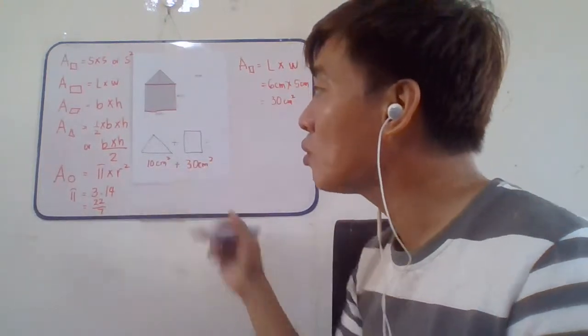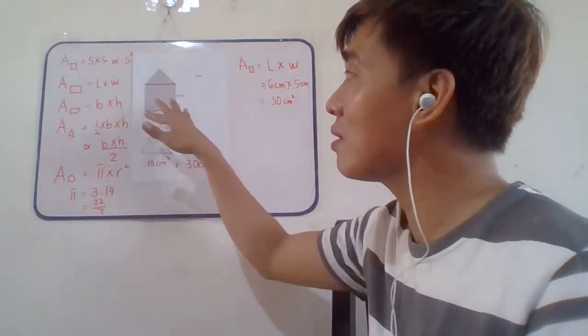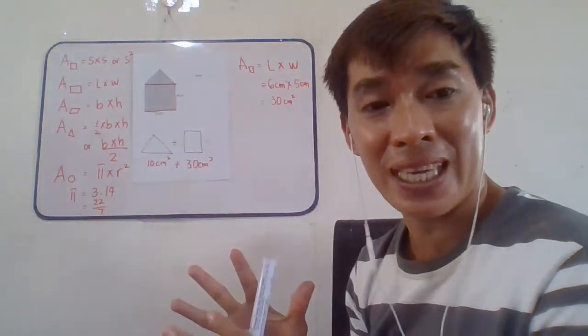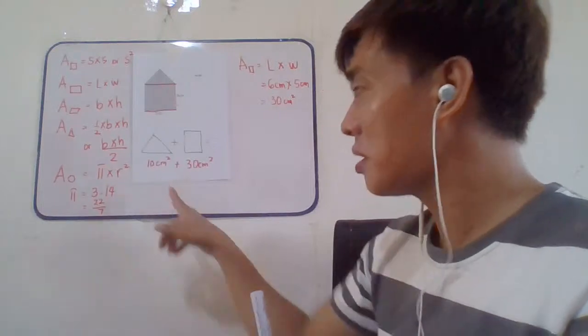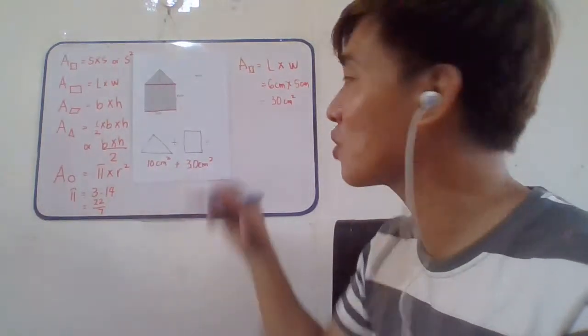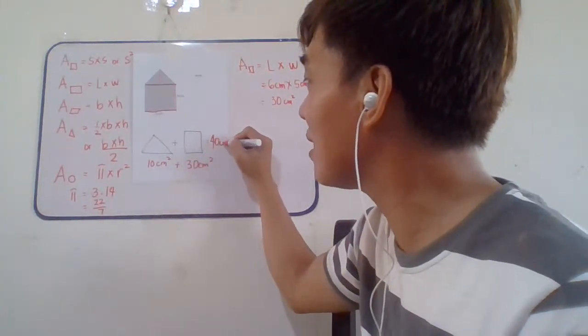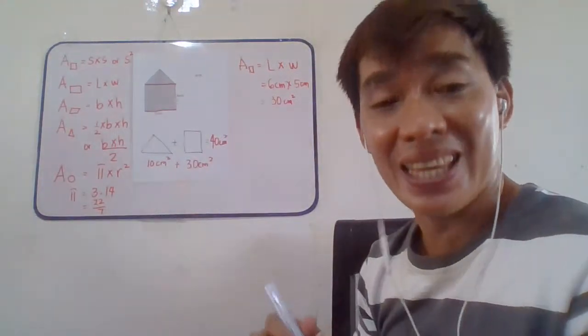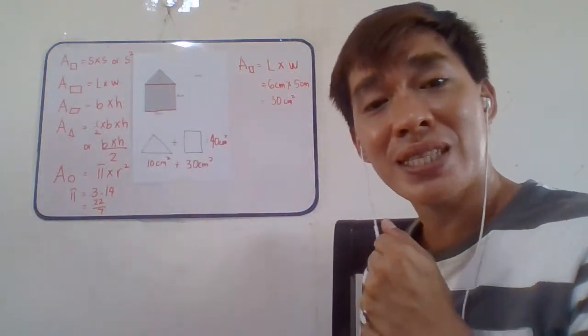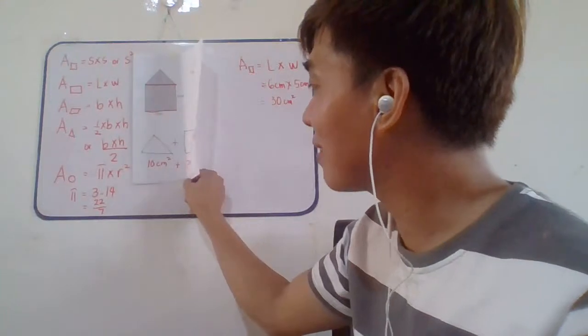The next thing that we have to do, this composite figure is composed of the triangle and the rectangle. You combine them. Okay, so if you combine them, that's just 10 centimeters squared plus 30 centimeters squared. That will give us 40 centimeters squared. And that's already the area of the shaded figure. I hope it's clear. Let's proceed to item number 2.